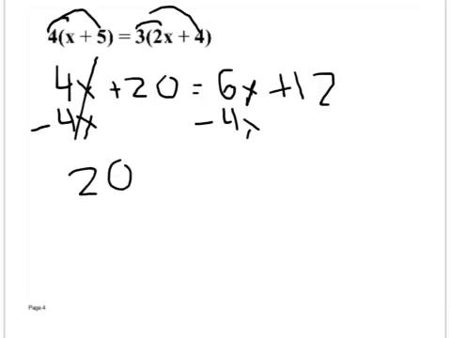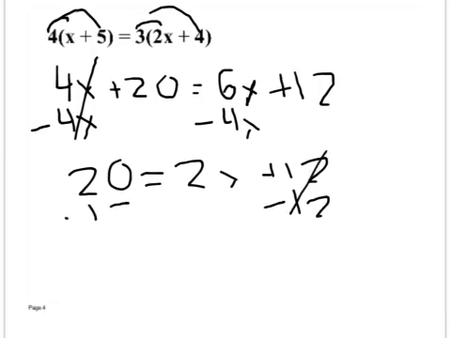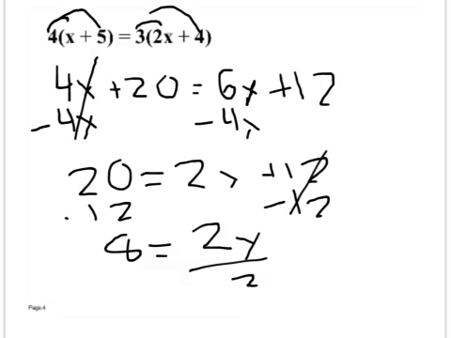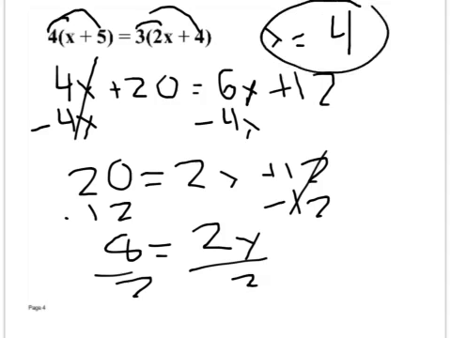That leaves me with 20 equals 2x plus 12. Next thing I do is subtract 12. 8 equals 2x. I divide by 2. X equals 4. That's the answer? That is the answer. If I plugged in 4 for x, would they be equal on both sides? Yes, they would.